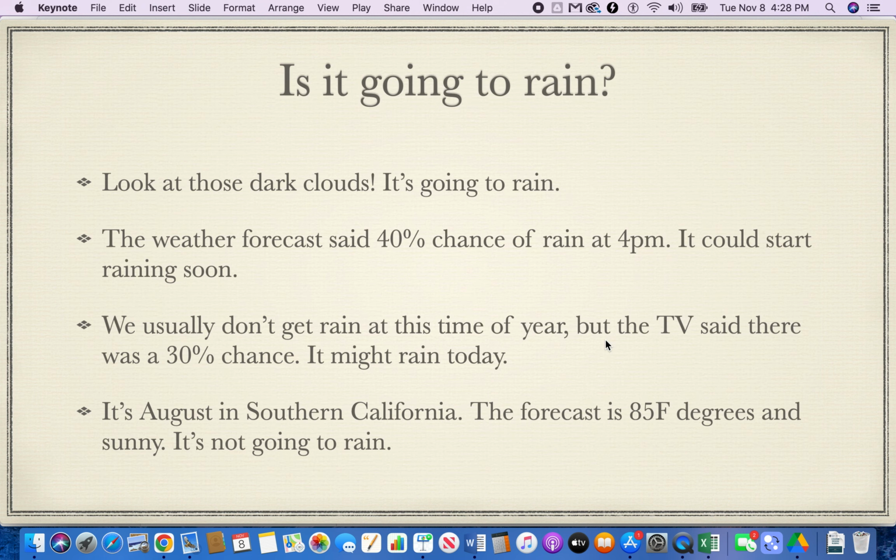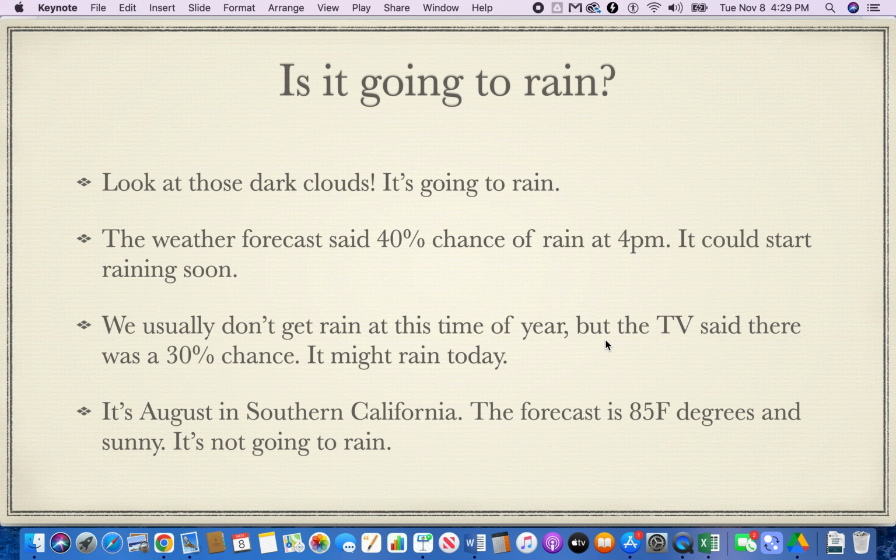Here's another example. Is it going to rain? You can say, look at those dark clouds. It's going to rain. That's your evidence. You say, those clouds are rain clouds. I am sure it's going to rain.